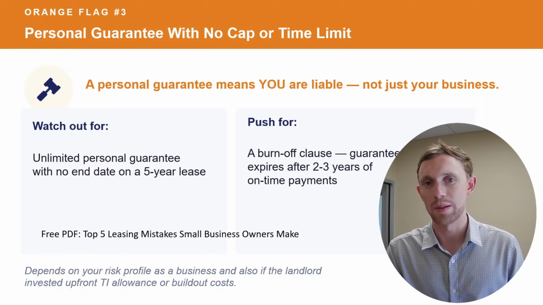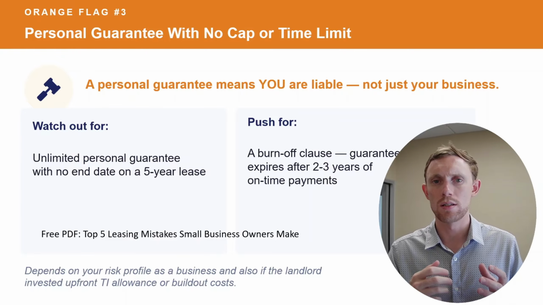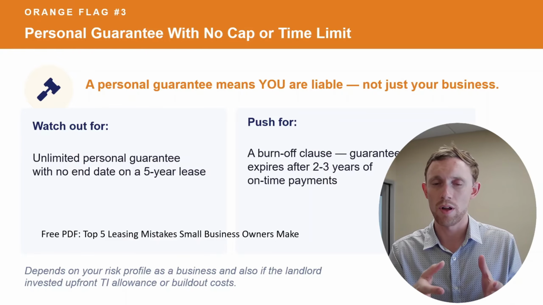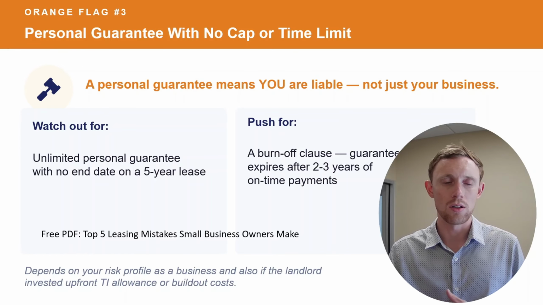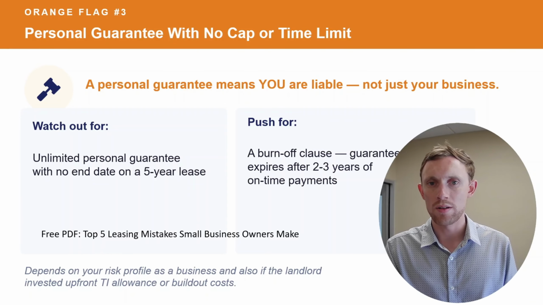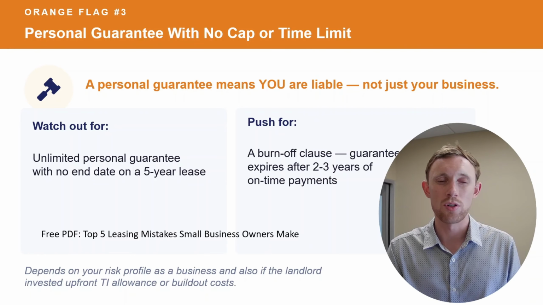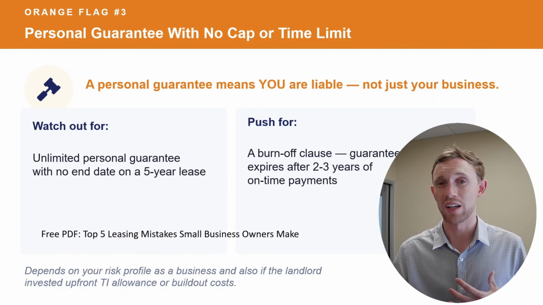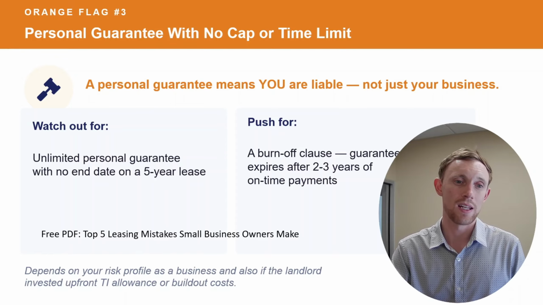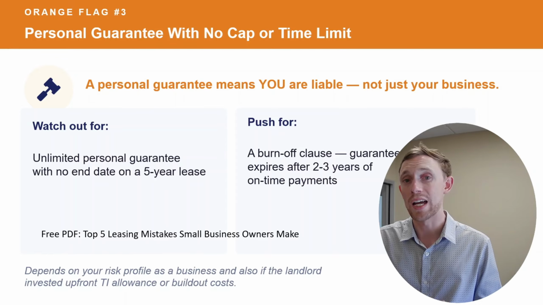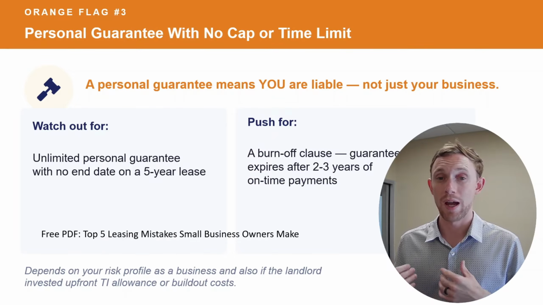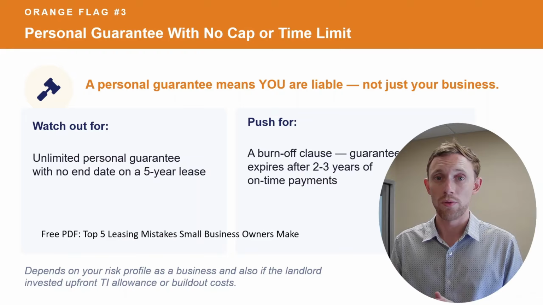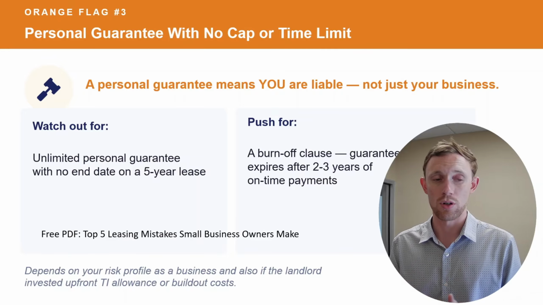This is kind of more of an orange flag, to be honest, but just something to watch for is personal guarantees. Personal guarantees, they're there for a reason. The landlord is taking on a risk having you as a tenant, and they want to make sure that you can't just leave and leave them out of all that rent. So personal guarantees aren't necessarily bad, but if there's no cap or no time limit on a longer, like 5-year lease, I would try to get that in there, because personal guarantees mean that you are liable personally, not just your business. So if your business fails, the landlord can come after you personally and sue you personally for the unpaid rents or any damages or anything like that.